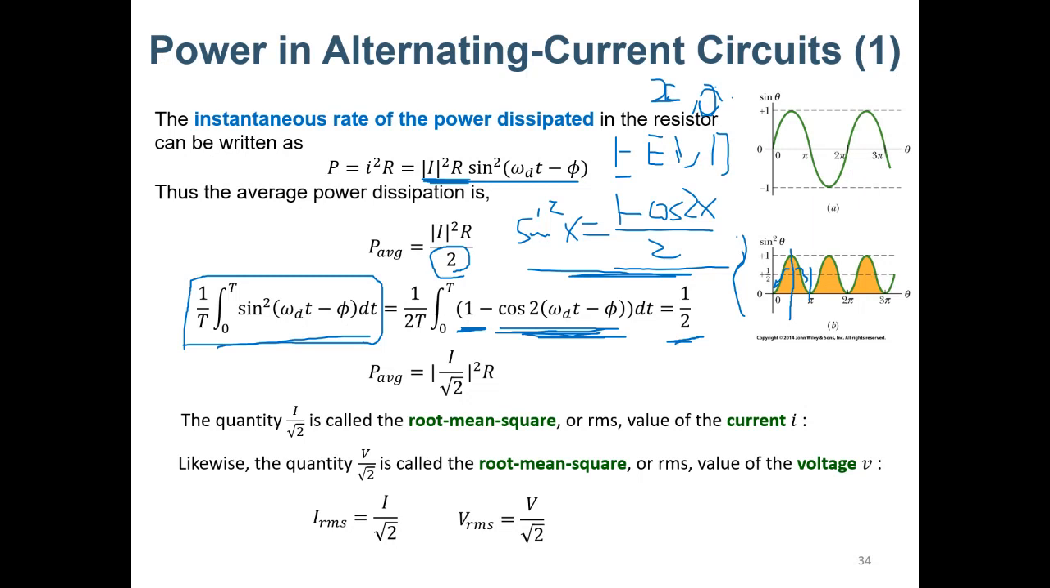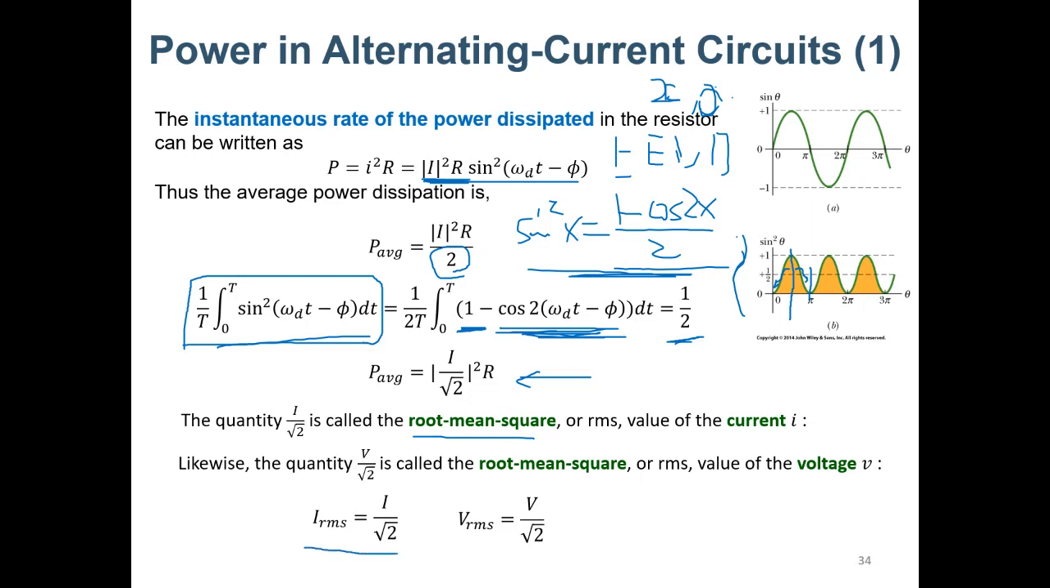So we know that the P average is I squared R over 2. If we put this 2 into the square, so that we have the square root of 2, I over the square root of 2, and then take the square, we will call this the root mean square value of I. I is the amplitude, and the root mean square of a sinusoidal is nothing but the amplitude divided by the square root of 2.